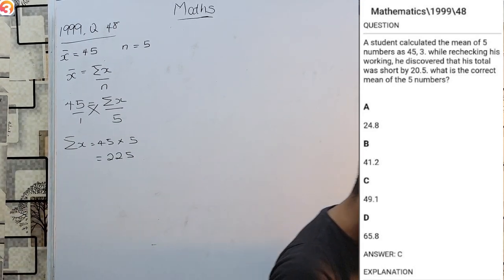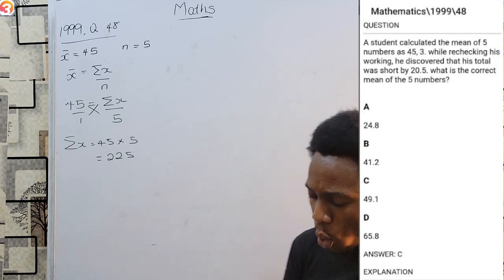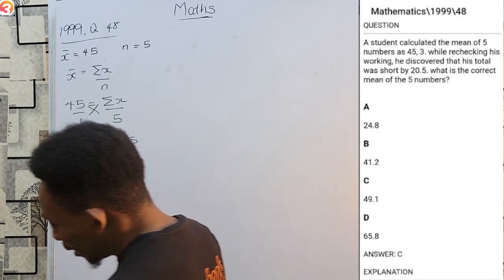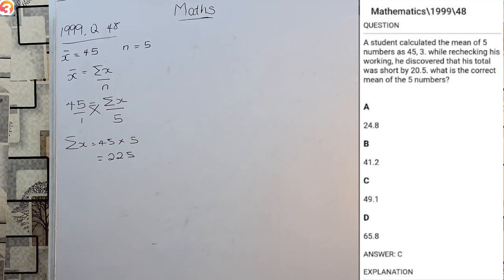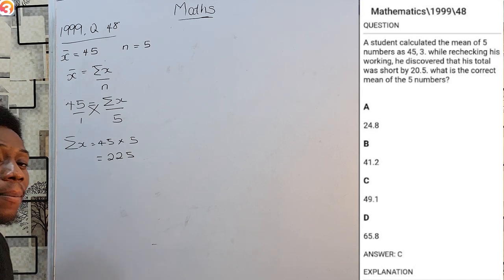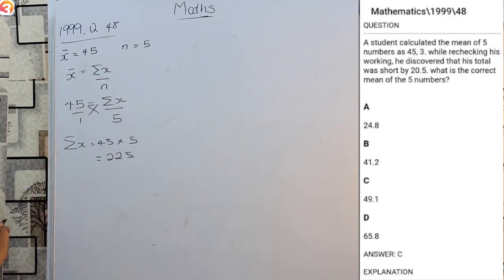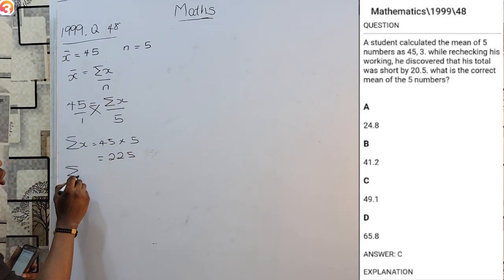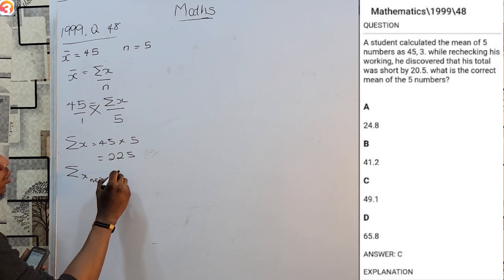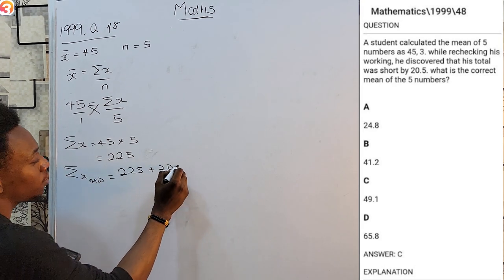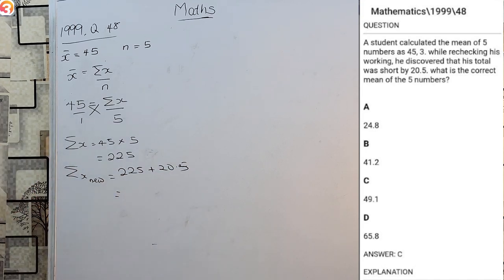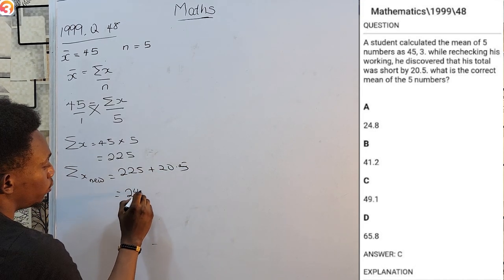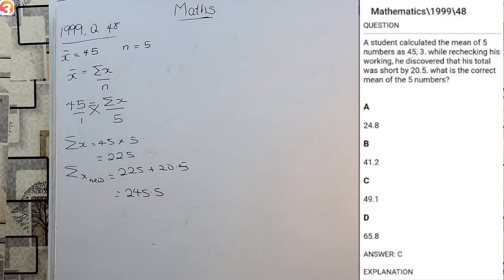But what the details of my question tell us is that this total was short by 20.5. That means 20.5 was supposed to be added to it. If they said it was over by, then I would remove that 20.5 from the total he used. Of course, it was short by, so I'm going to add. So let's just say the new summation of x will be 225 plus 20.5. And obviously, 225 plus 20.5 gives you 245.5.